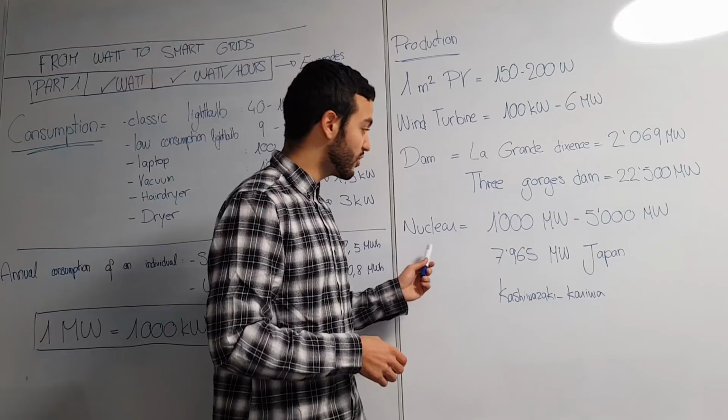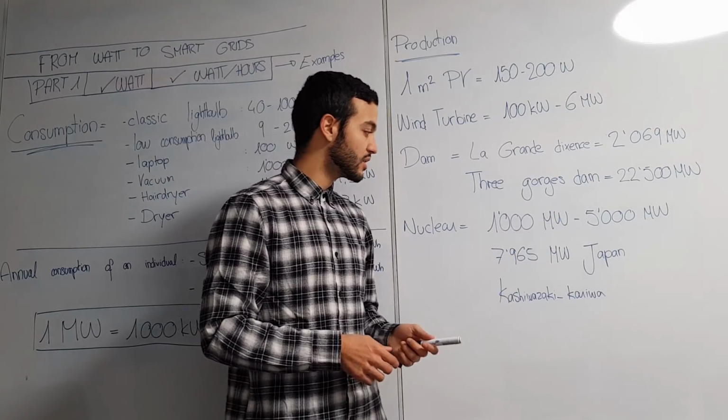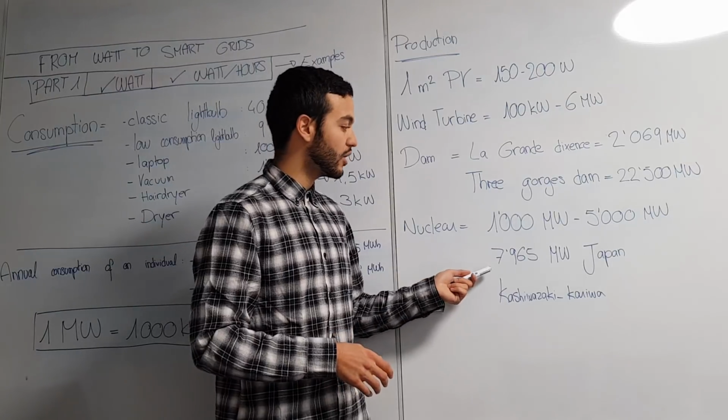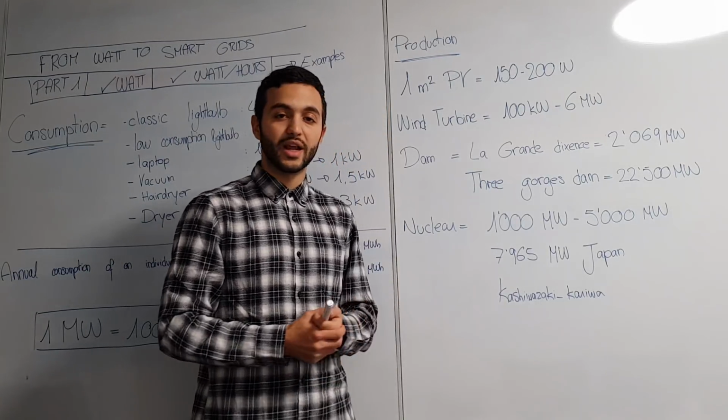And then nuclear power, so it varies between 1,000 megawatts to 5,000 megawatts. And the biggest one is in Japan, which is about 8,000 megawatts.